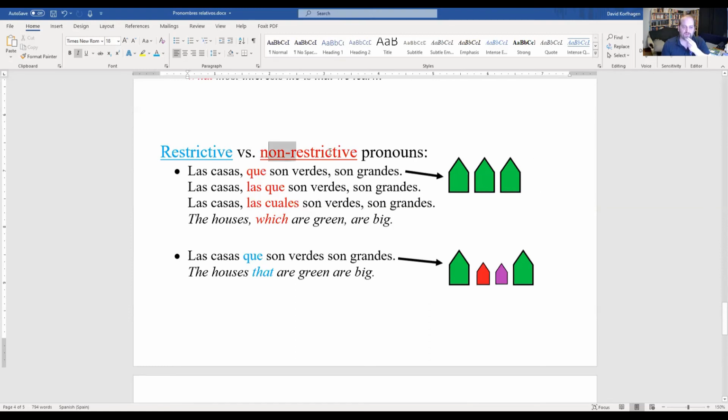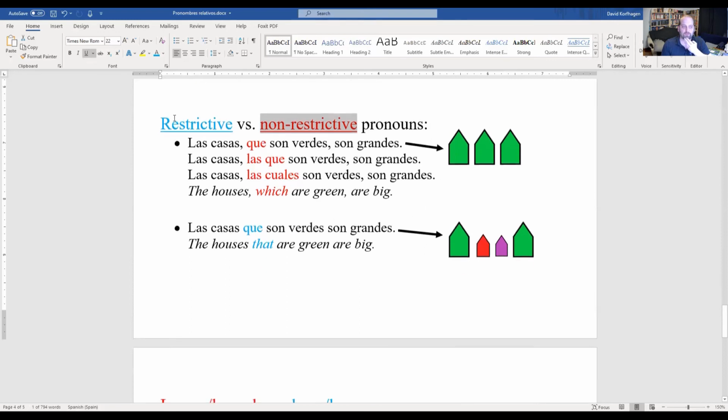So all these houses are big. We're not restricting. We're not taking a set of houses and only talking about some of them. We're talking about all of them. Whereas here in the restrictive case, we're talking about just a subset, right? We have 4 houses here, but we're only talking about the green ones. We're being restrictive. So las casas que son verdes son grandes. So the houses that are green are big. Just the green ones, not all of them.